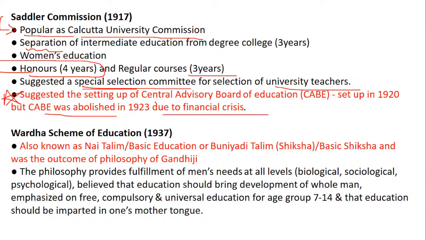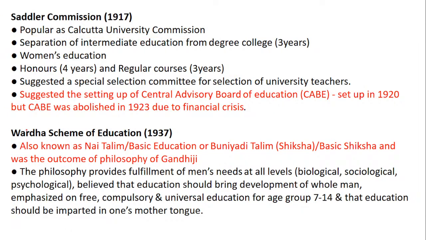Now the reason to highlight this is that in some statement questions we have seen this. So you have to be very careful that the Central Advisory Board of Education, though set up as per this commission, was abolished due to the financial crisis. Okay. Now Wardha scheme, I hope this is very clear. See, some important points I have clearly highlighted. It's not that only the highlighted part should be read. Now your Sadler Commission is also known as what? It started with which education, it separated what. So all these things are very important, which you should keep in mind.